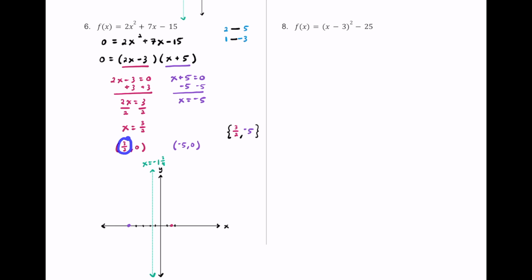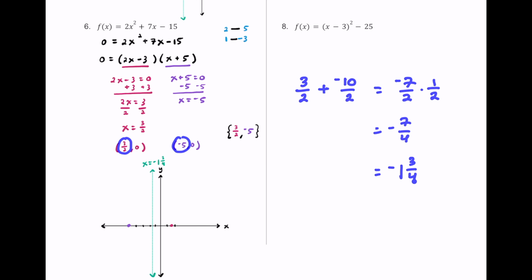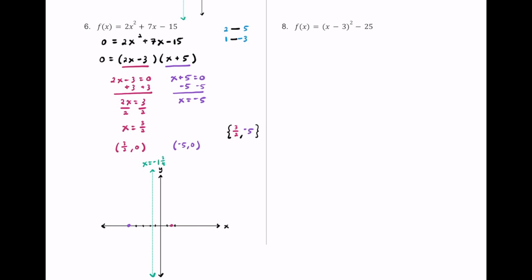So again, if you wanted to check this algebraically and just see what the average of these are, you would just take the two numbers, 3/2 plus negative 5 is the same thing as negative 10/2. And so that's going to be negative 7/2. And if you divided that by 2, that's the same thing as multiplying by its reciprocal. So that'd be negative 7/4, which again is negative 1 3/4. All right, so that would be right in the middle.